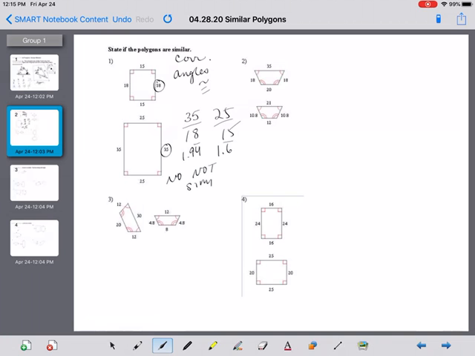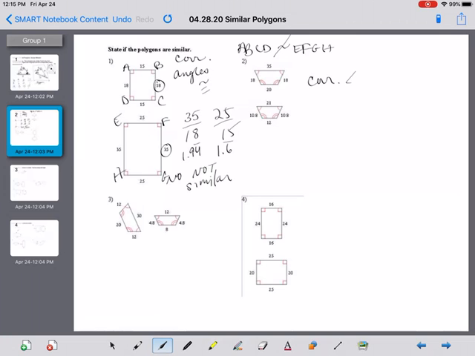So no, not similar. And the way we write this, if these had letters, A, B, C, D, E, F, G, H, you would say A, B, C, D is not similar to E, F, G, H. Okay? So similar is just that squiggly part.